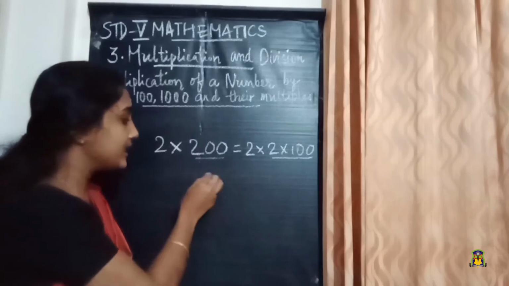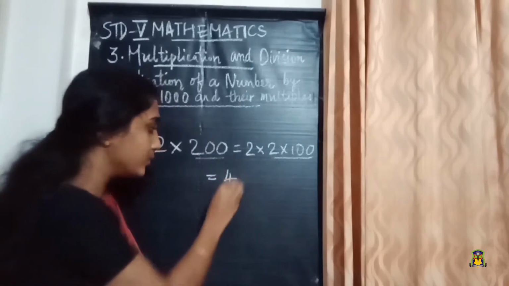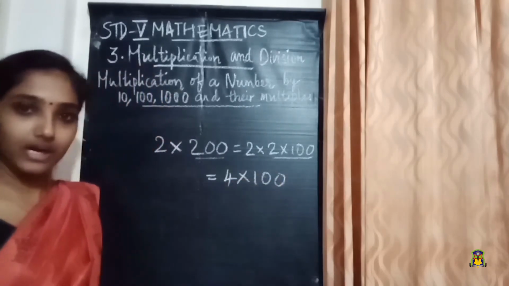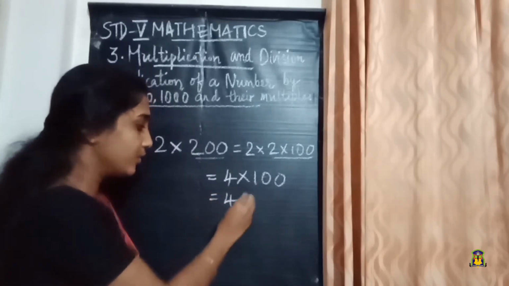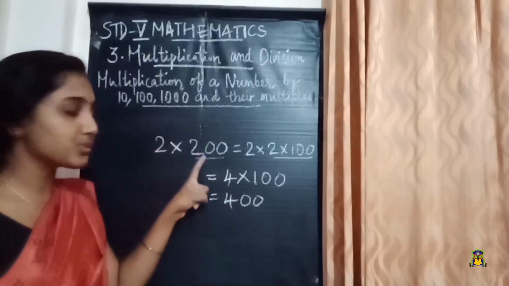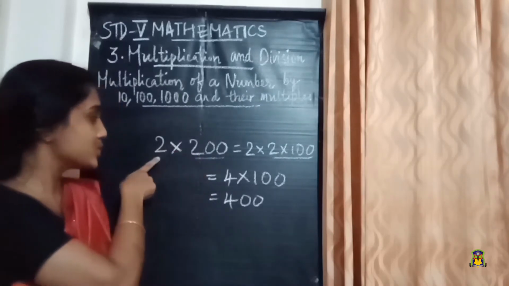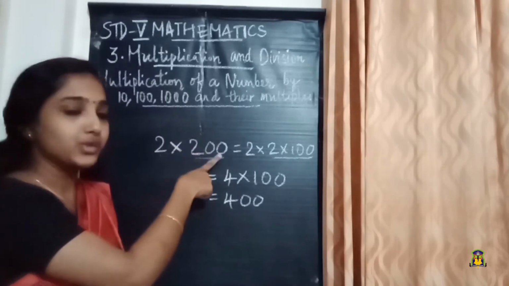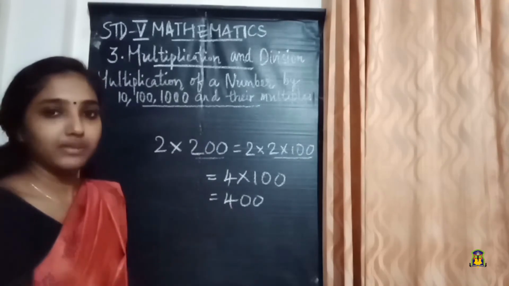So in this case, we can just multiply 2 into 2. We know that 2 into 2 is 4. Then 4 into 100. We have to just do it with 100 also. So 4 into 100 gives what? 400. Right. So to multiply 2 into 200, we have first multiplied this 2 with this 2, 2 into 2. Then added 2 zeros to the right hand of the product. Right. So the answer becomes 400.